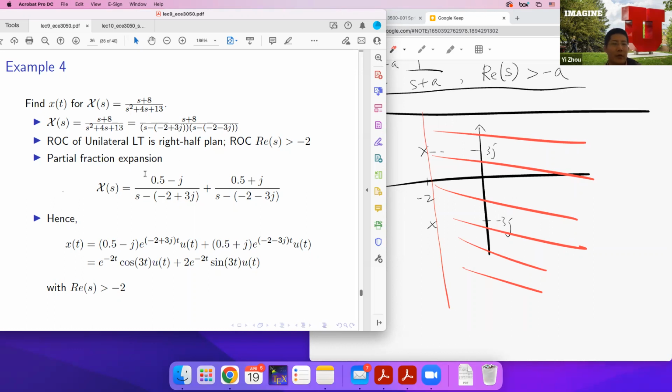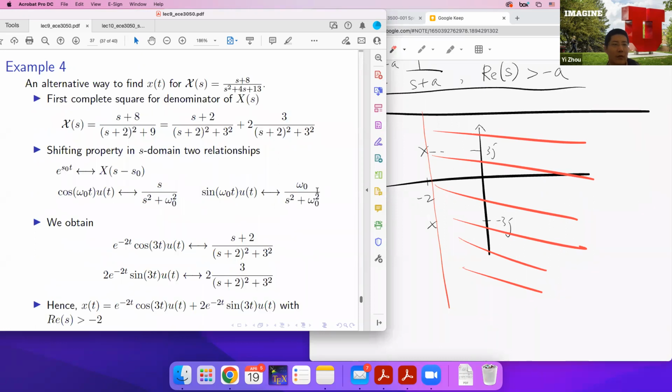Okay, so here, given this ROC and each part of the unilateral Laplace transform, you just need to look into the table and find the corresponding inverse. And here's an alternative way to solve this problem.